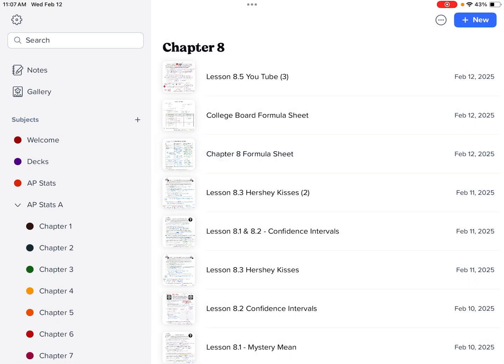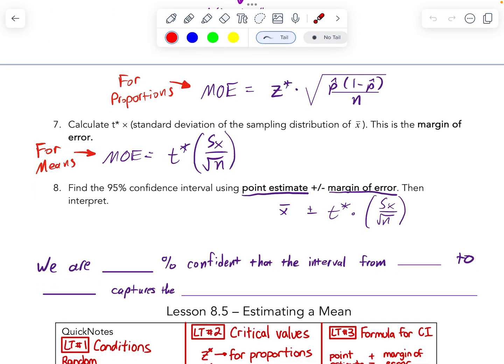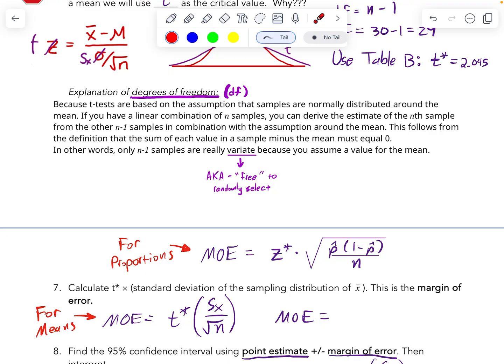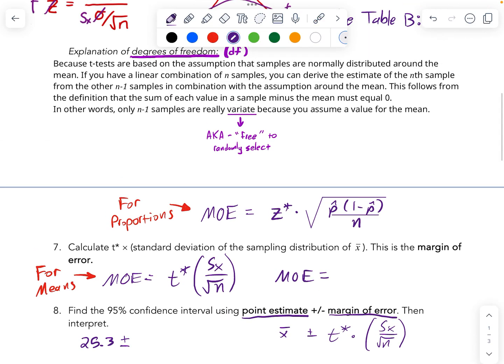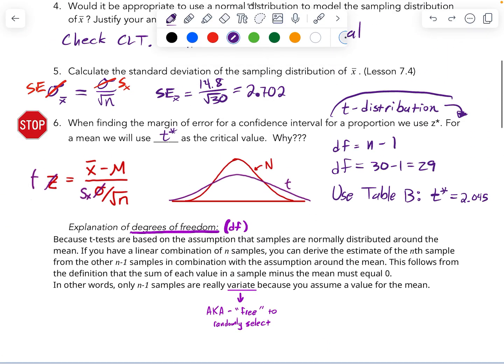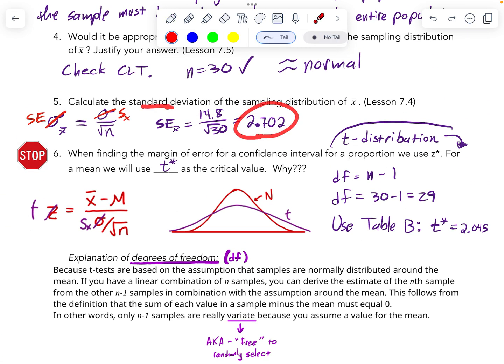Okay, so let's build the interval. Find the 95% interval using point estimate plus or minus margin of error. The point estimate is x bar, and the margin of error we just found. It's all of this. So that's what I want to do. I know my point estimate. It's 25.3. That's from way up at the very beginning. Plus or minus, let's actually calculate this up here. What is the margin of error? Let's put a number to it. So my T star was right here, 2.045. And my standard error was 2.702. Standard deviation, standard error, same thing.